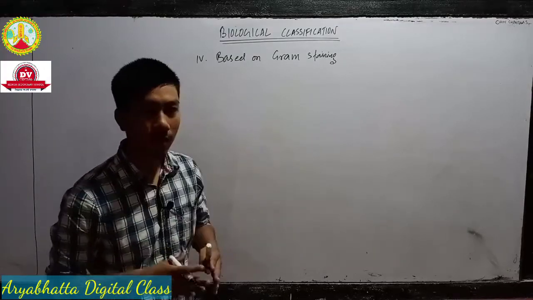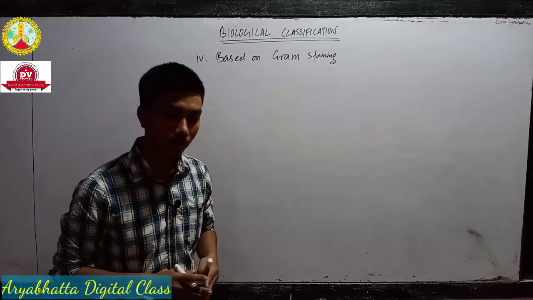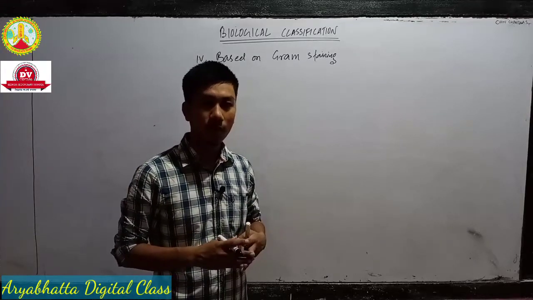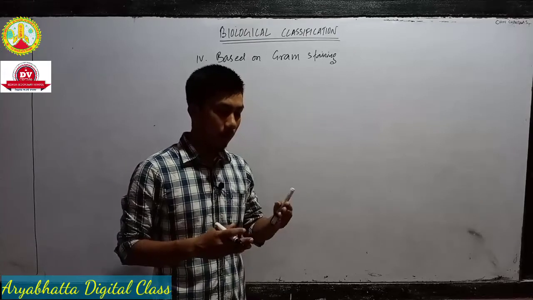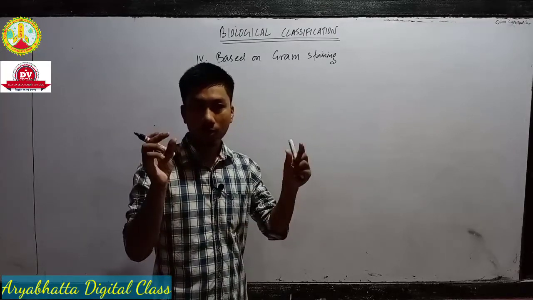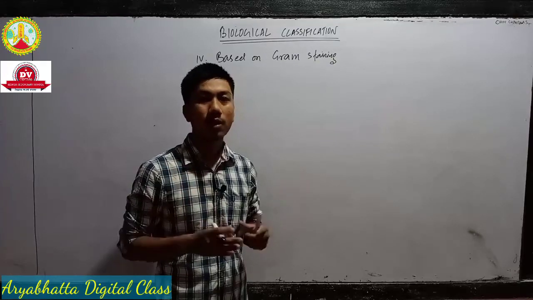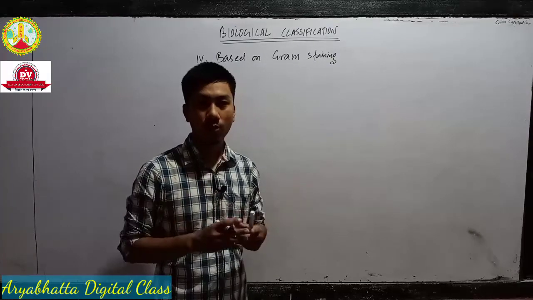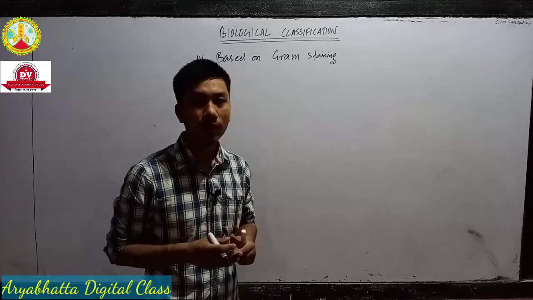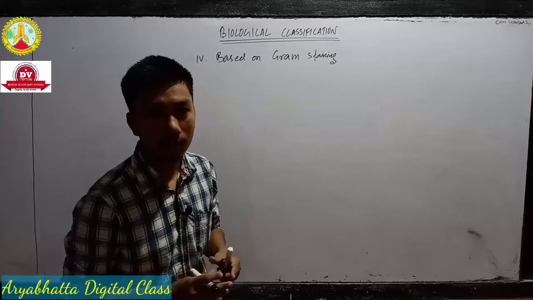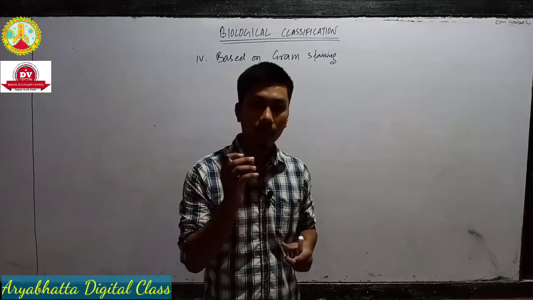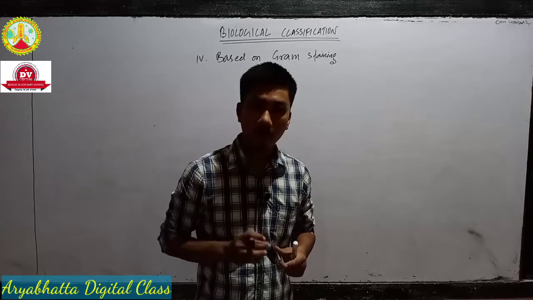These things are not there in your NCERT book, but it is important for your entrance level. So they took two slides and put some bacteria on those two slides. Then they add some chemicals, like first they add crystal violet.